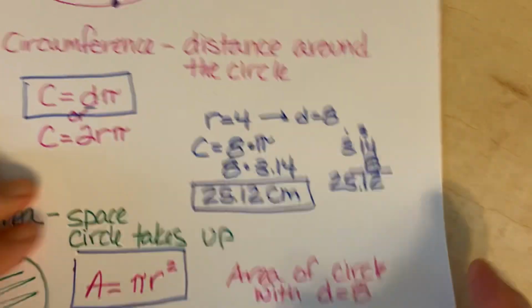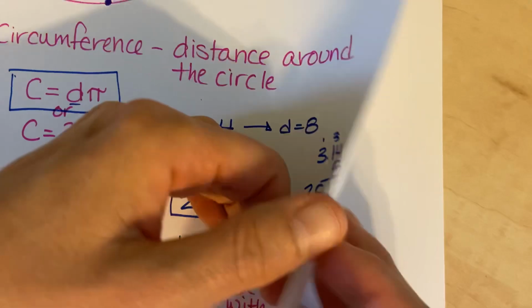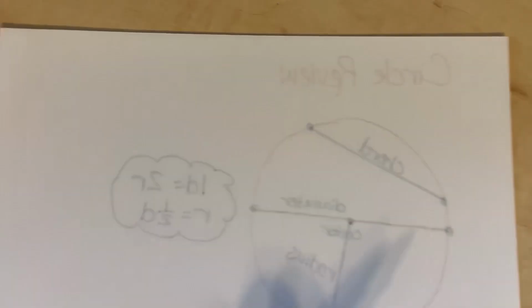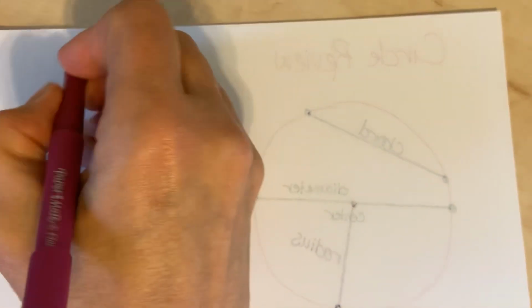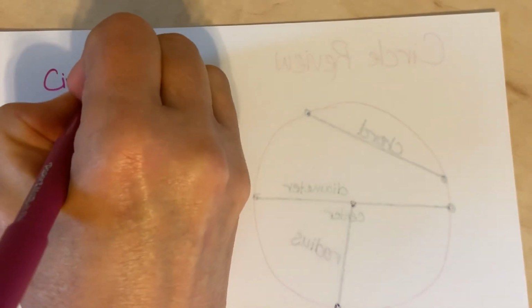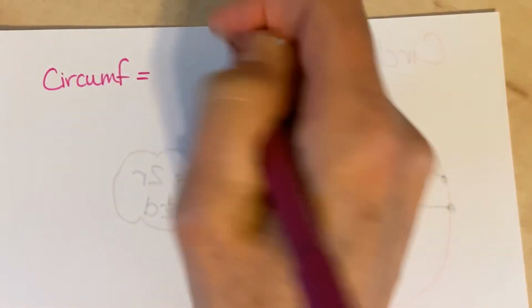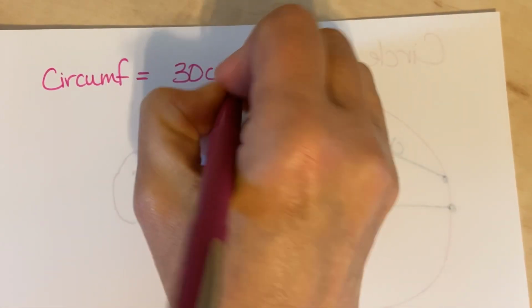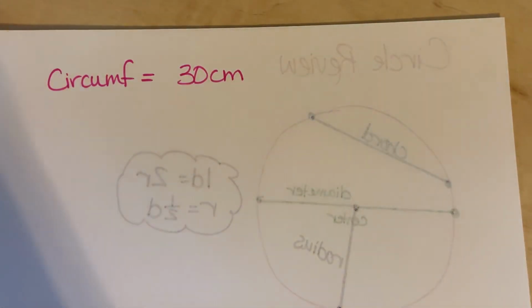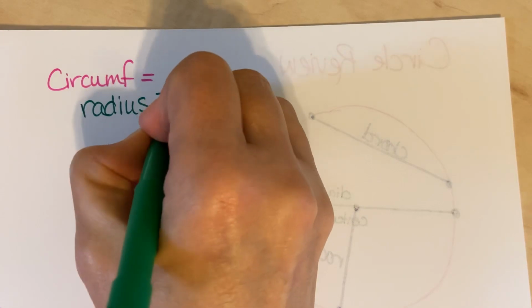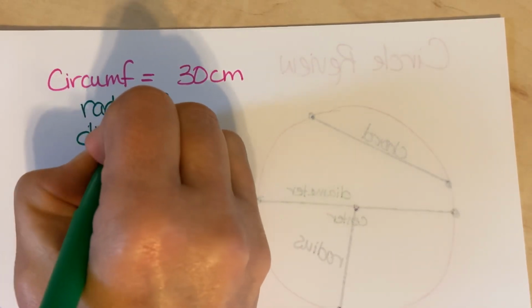Okay, so that's an example of those. What I also want to go over is, what if I know the circumference and I want to figure out the diameter or radius, okay? So let's say I know that circumference was equal to, let's say, what do you think, 30 centimeters. I want to know what is the radius and what is the diameter.